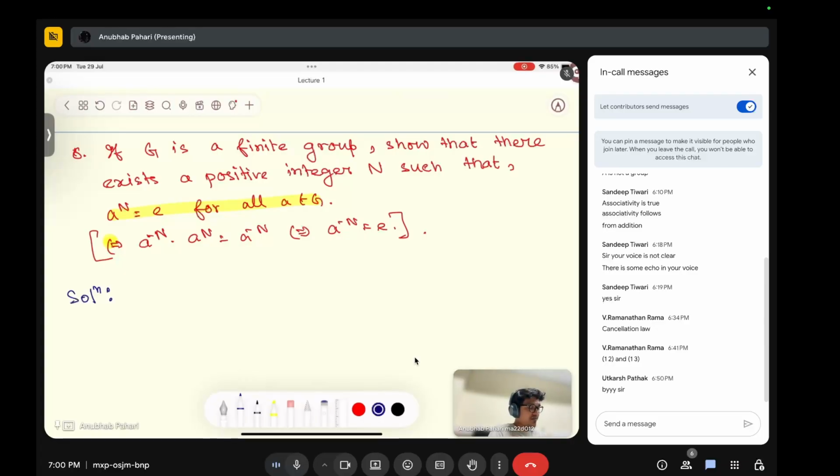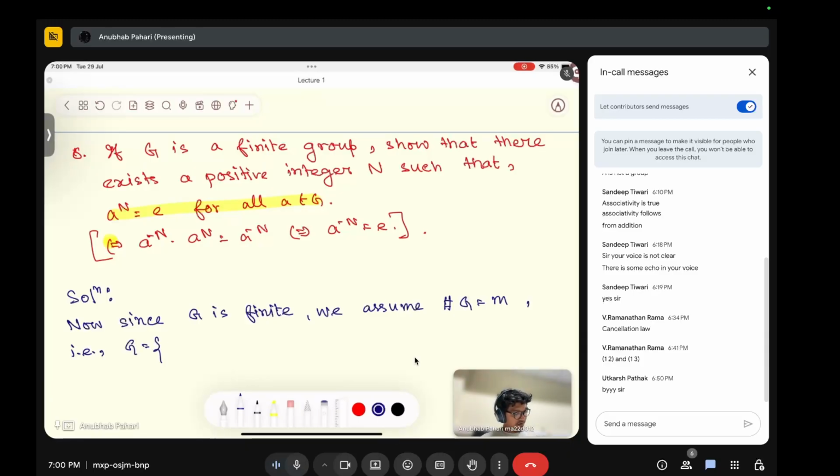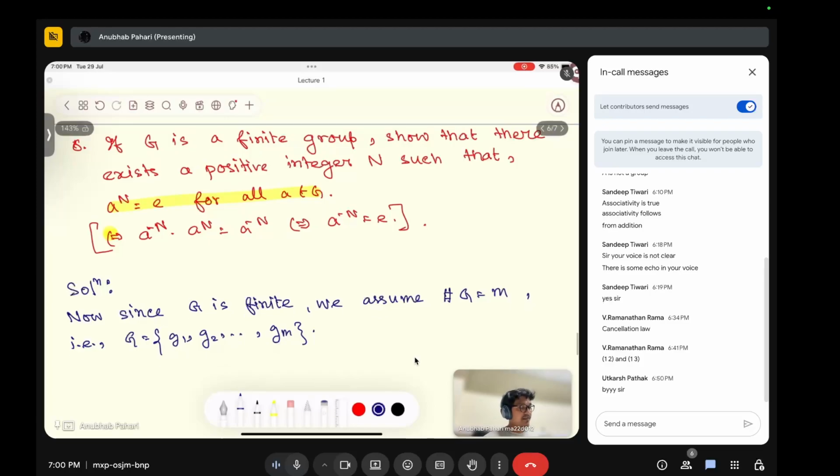So anyway, we'll be doing this. Okay. Now, since G is finite, we assume the cardinality of G is n. That is, G consists of elements small g1, small g2 up to small gn for some positive integer n.